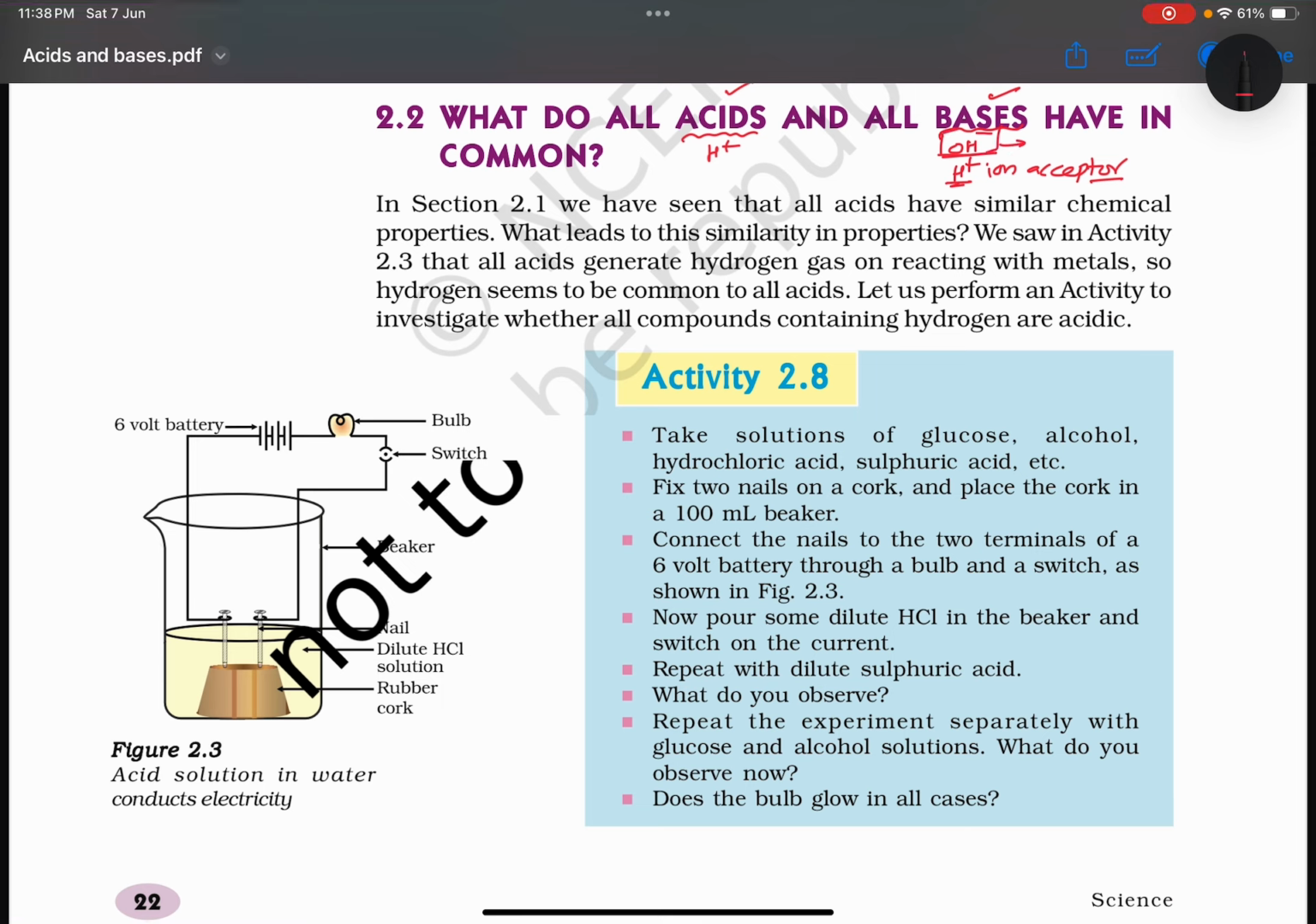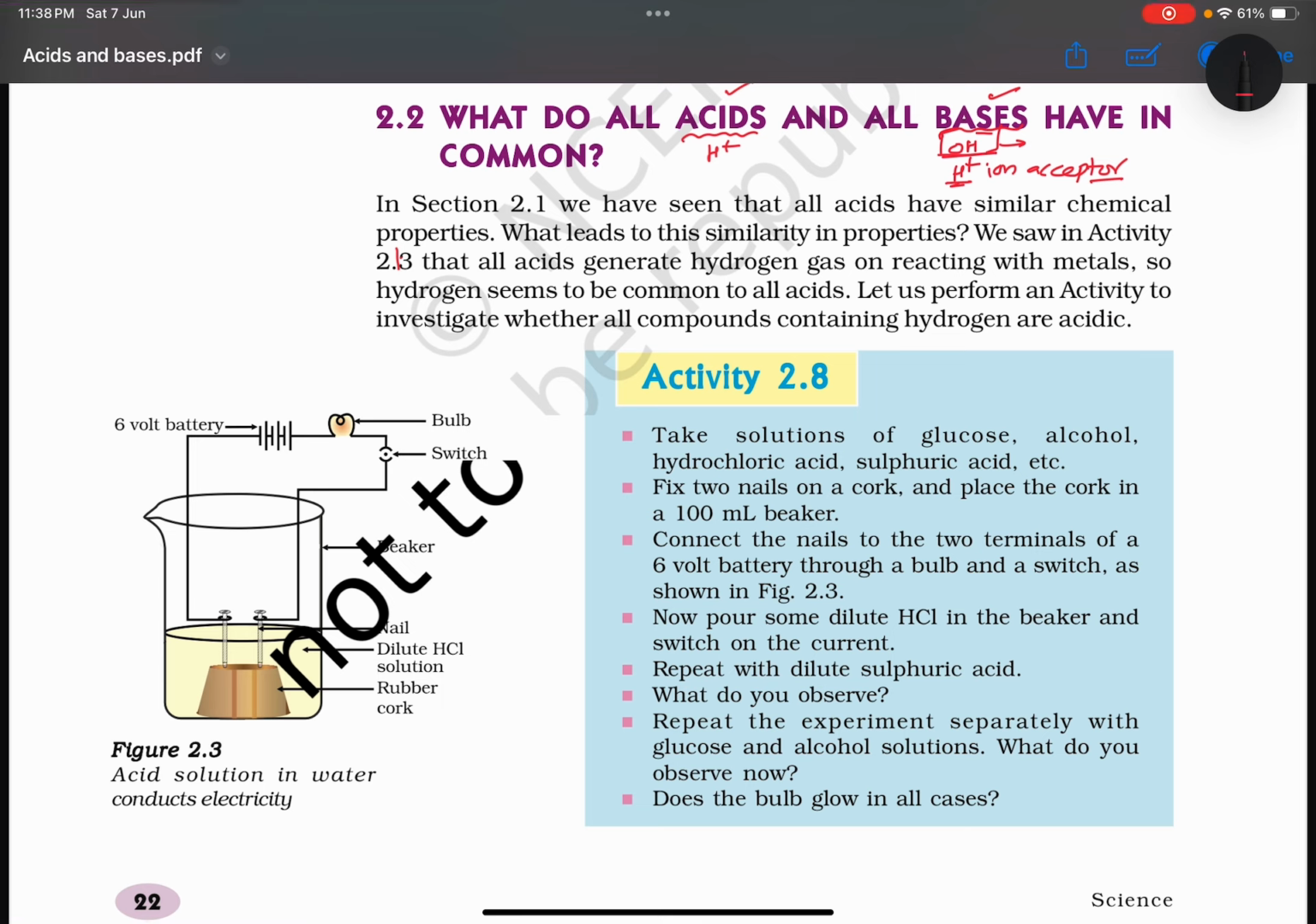So what is mentioned in the NCERT book? Let's see. In section 2.1 we have seen that all acids have similar chemical properties. What leads to this similarity in properties? We see in activity 2.3 that all acids generate hydrogen gas and react with metals. So hydrogen seems to be common to all acids.